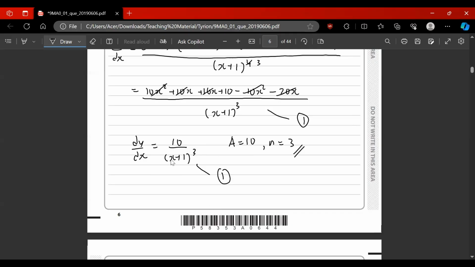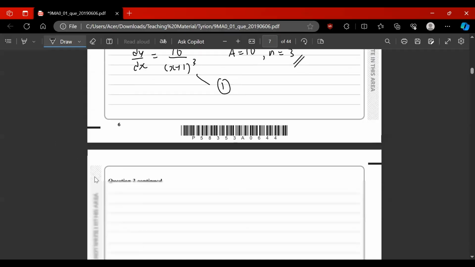So if x becomes less than minus 1, this becomes negative. Therefore, dy over dx is negative as well. So you can write this down over here, part B.